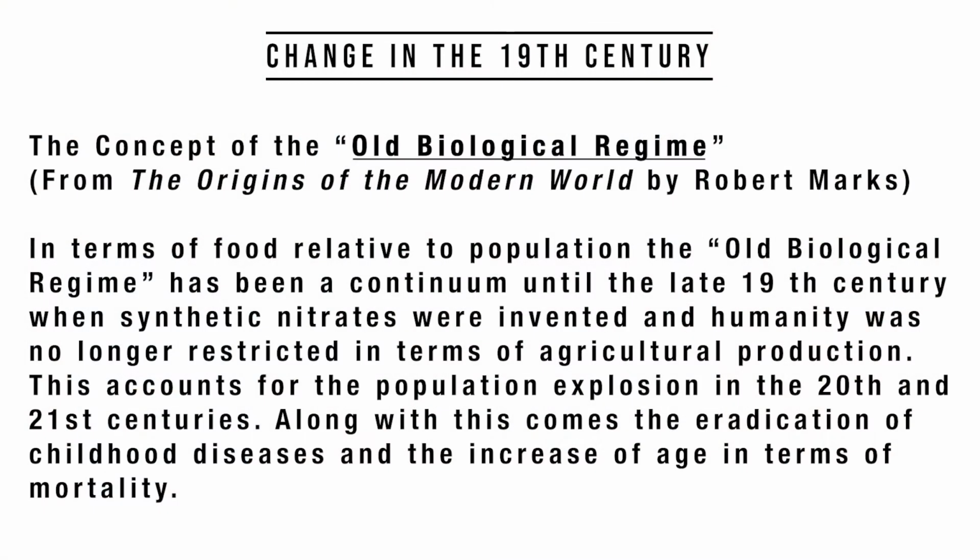I'm going to be doing a lecture on Robert Marks's book a little bit later on. But for now, I just want to take his principal theme, which he refers to as the old biological regime. We can think of the old biological regime as simply this: you cannot have population growth without additional food production. And since technology was limited, even all the way through the 19th century, population growth was very, very slow in terms of Homo sapiens.